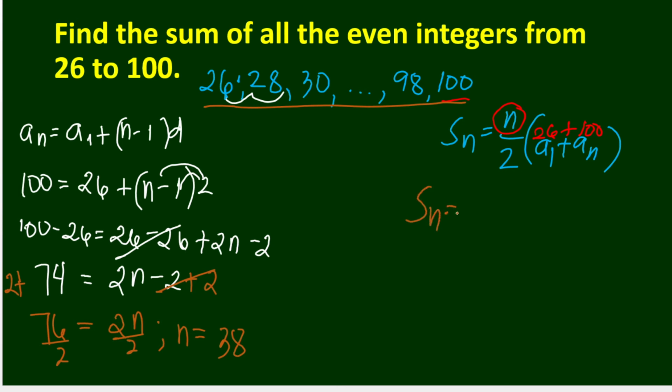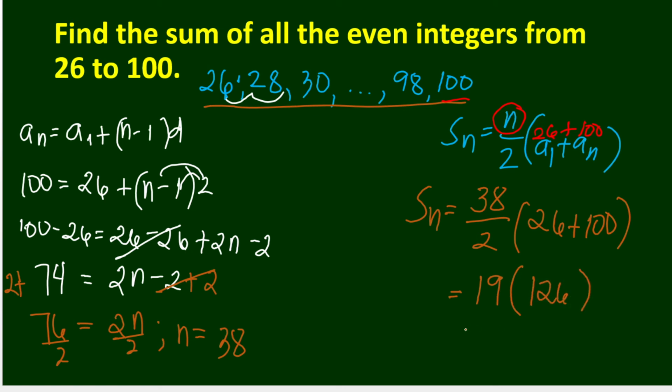So, we have S of n is equal to 38 over 2 times 26 plus 100. And then if you are going to simplify this is 19 times 126. And then 19 times 126 is equal to 2,394. So, lahat ng even integers from 26 to 100, if you're going to get their sum, the answer is 2,394.